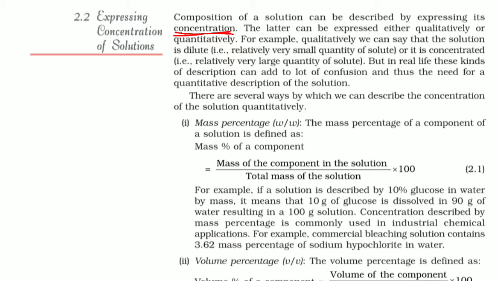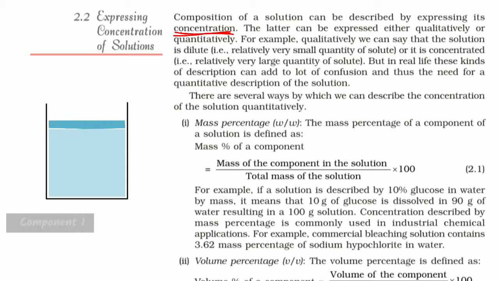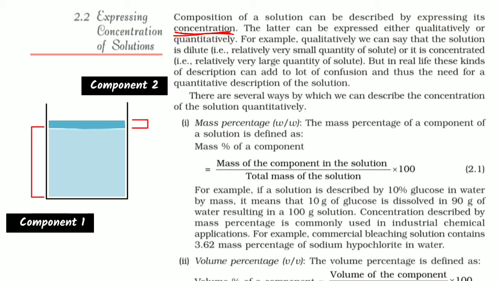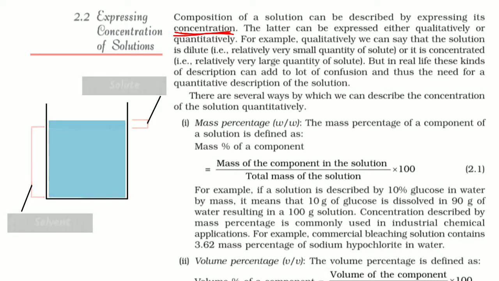We already know that a solution is a homogeneous mixture of two or more components. Suppose only two components are present in that solution. Then between these two components, the one whose amount is large will be the solvent, and the other component whose amount is low will be the solute. Since only two components are present, the solution is a binary solution. We already discussed these things in the previous class also.